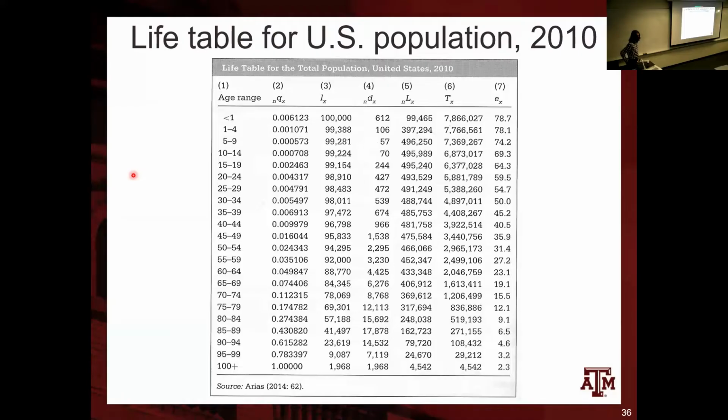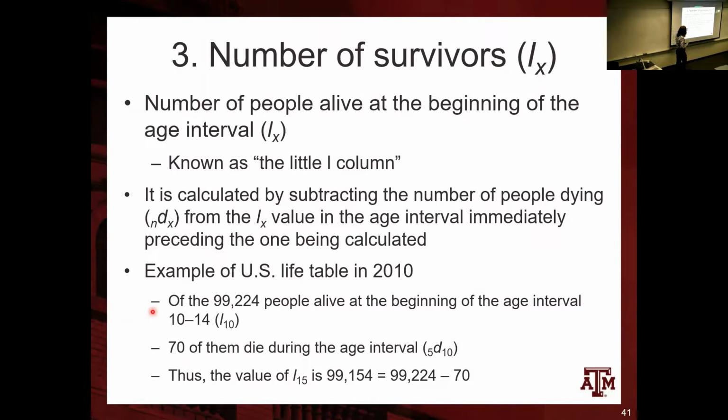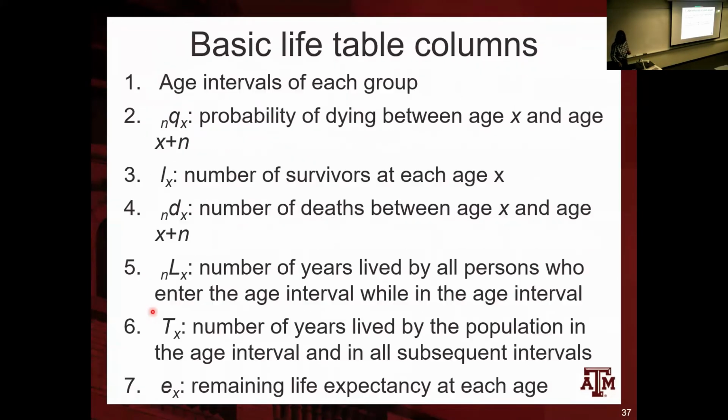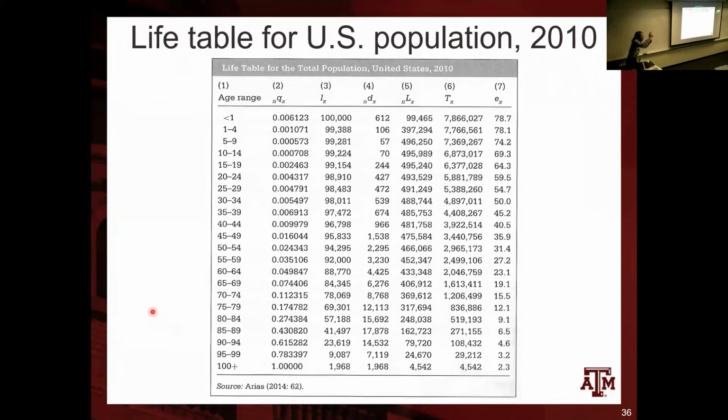The little l x is the number of people alive at the beginning of the age interval, known as the little l column. These are terms used by demographers: little L column, big L column. It is calculated by subtracting the number of people dying from the little l x value in the age interval immediately preceding the one being calculated. So in practice, that's what we showed in the previous class. We get the mortality rates and use a formula to transform them into probabilities in this table.